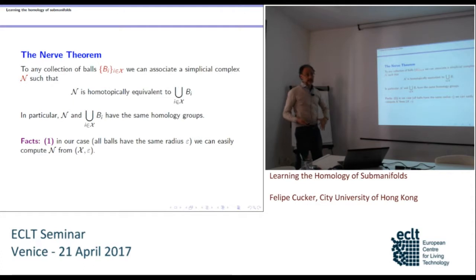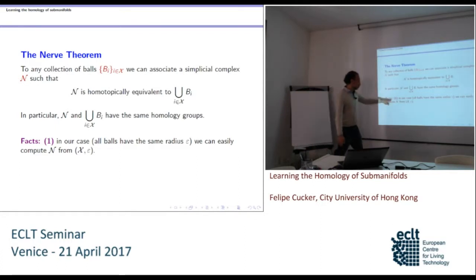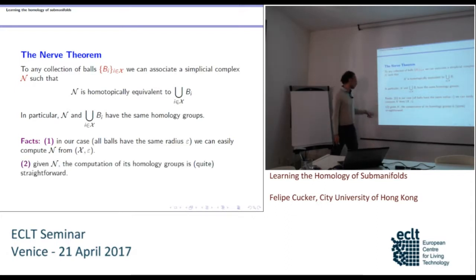So the fact that I want to bring to your attention is just fact number 1. In our case, in which all balls have the same radius epsilon, we can easily compute the nerve, this combinatorial object, this simplicial complex, from the data X and epsilon, the collection of points and the common radius epsilon of all the balls. And number 2, given the nerve, the computation of the homology group is quite straightforward.